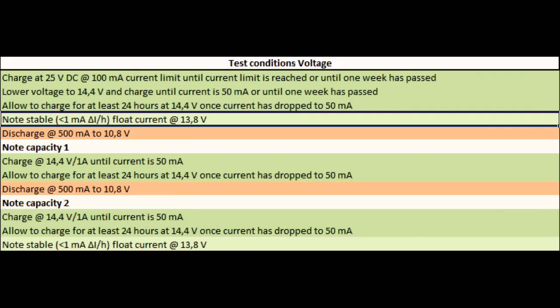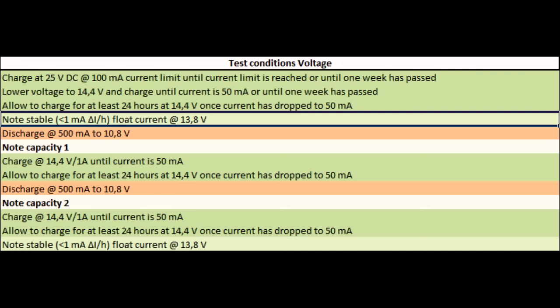And once it has been allowed that time to bulk charge, I will make a note of the stable float current, stable being defined as less than 1 milliamp change in the float current per hour at 13.8 volts. The battery is going to be allowed to charge at a float voltage for a few hours, maybe overnight, something along those lines. The amount of time spent at float charge isn't hugely important, since the amount of energy the battery is going to be absorbing is going to be very, very small.